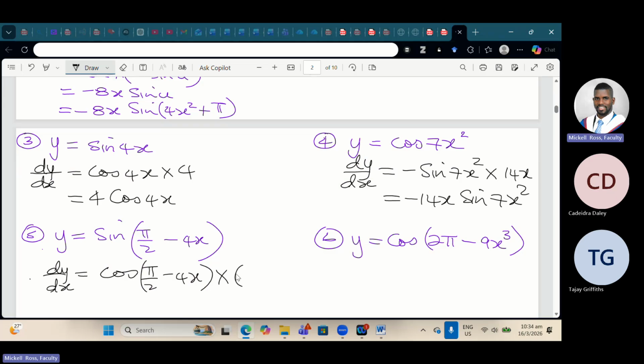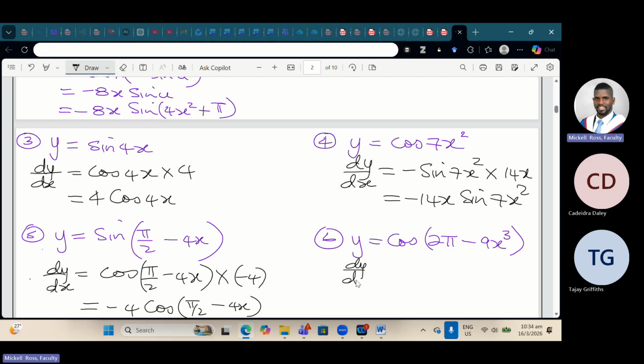I get negative 4. Negative 4. So we're going to get negative 4 cos of pi over 2 minus 4x. So that would be your answer.